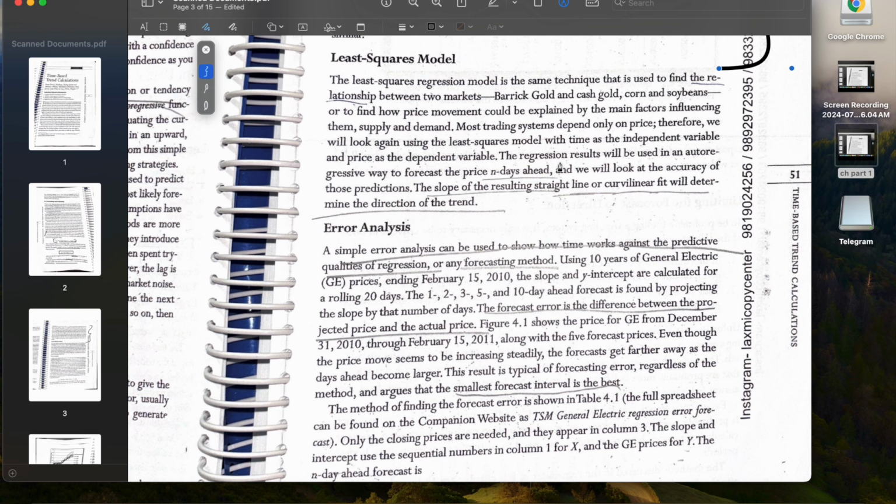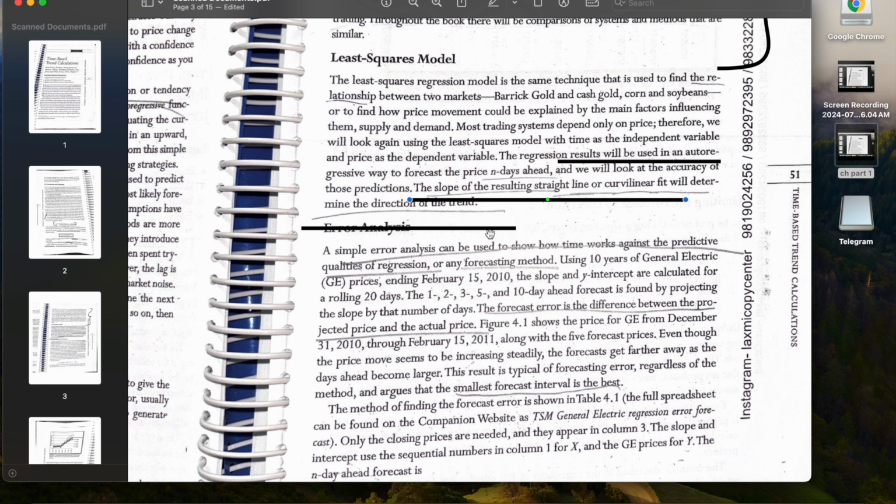So the regression results will be used in an autoregressive way to forecast the price n days ahead. N days ahead again could be anything. So the slope of the straight line or the curvilinear fit will determine the direction of the trend. So the direction of the trend again will be given by the straight line. Okay, so that is my least squares model.